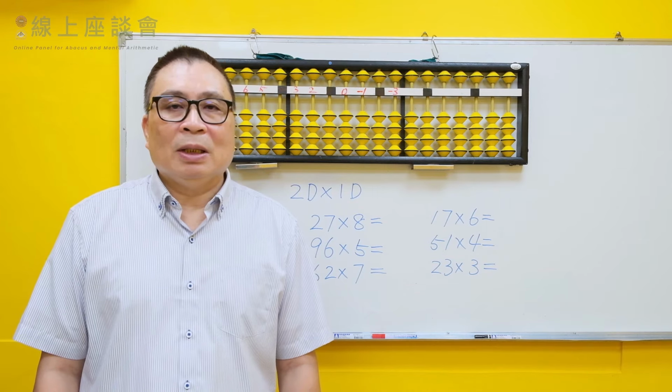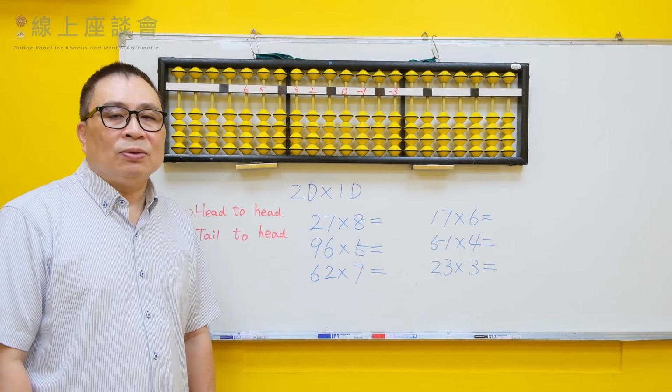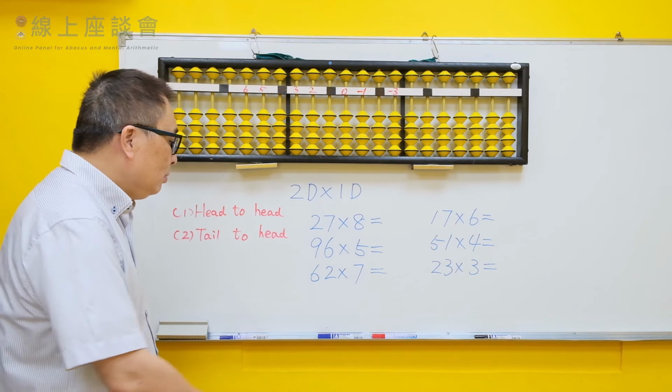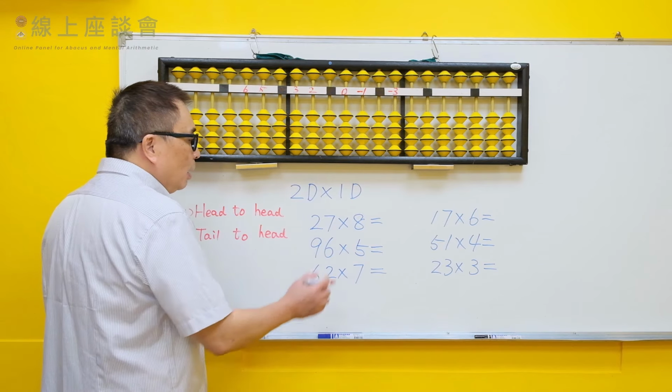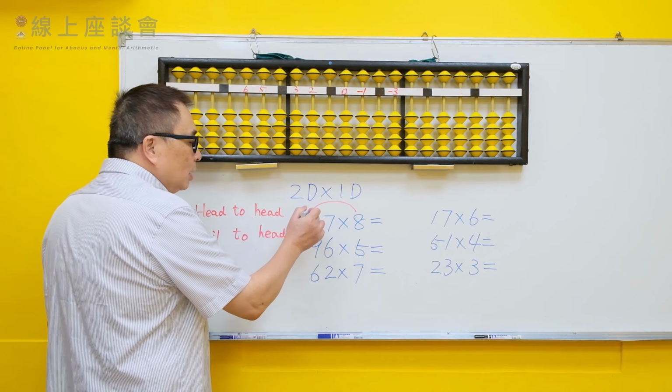Let's have a look at the head-to-head method. As of now, this is the most commonly used method in abacus learning. For example, 27 times 8. We will do 8 times 2 and then 8 times 7.